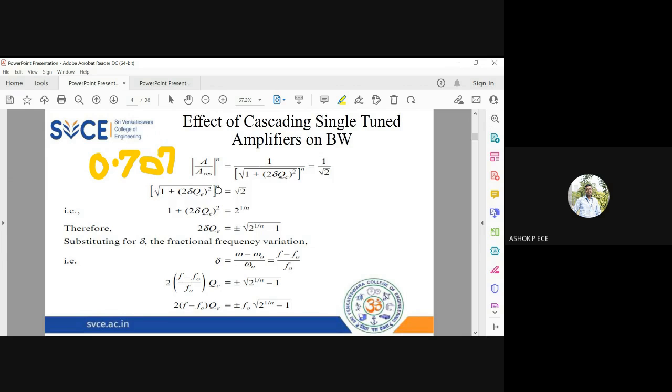So finally you have 1 plus 2 delta QE the whole square power n equal to 2, or 1 plus 2 delta QE the whole square equal to 2 power 1 by n. Bring this 1 to the other side. So 2 delta QE the whole square equal to 2 power 1 by n minus 1. If you take the square root, you will have plus or minus. So 2 delta QE equal to plus or minus root of 2 power 1 by n minus 1.